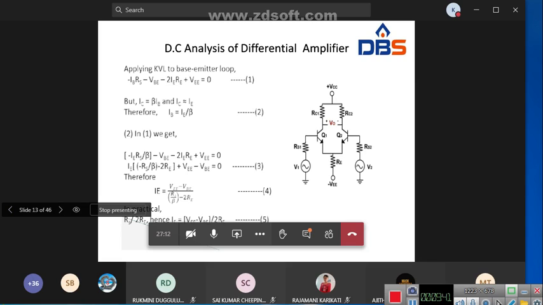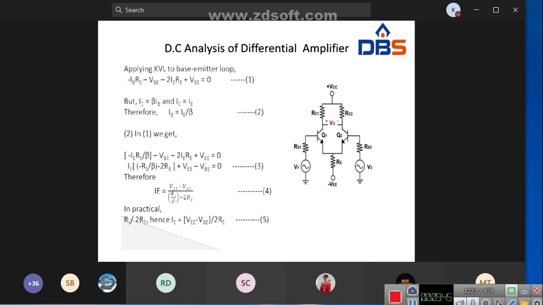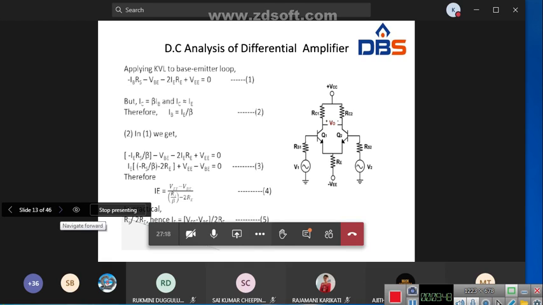In the DC analysis, we need to calculate ICQ and VCEQ. That is the operating point coordinates. Q means quiescent values. So in the DC analysis, we are going to calculate the operating point coordinates, that is ICQ and VCEQ, that is equal to IC and VCE. Finally, we are calculating the IC and VCE values, right?